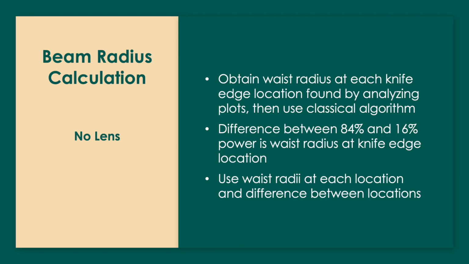To determine the waist size and Rayleigh range of the beam, we used the classical profiling algorithm. To start, we determined the waist size at each knife edge location, which can be found analytically by taking the difference between micrometer readings when the power measurement was at 84% and 16% of its max value in our plots. Then, we can use those waist sizes at each location and the distance between the locations in our calculations for beam waist size and Rayleigh range.